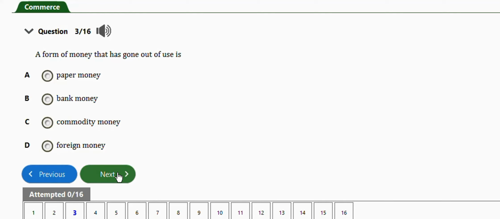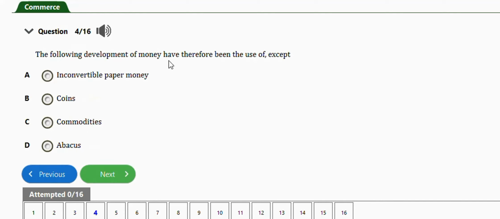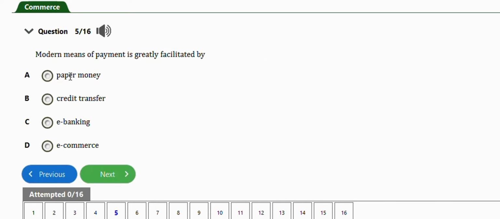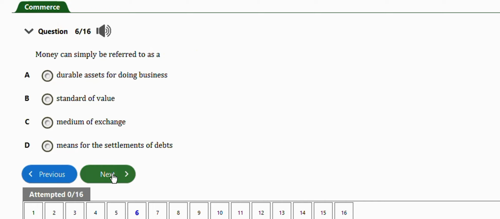Very important. Next question. The following development of money have therefore been the use of except inconvertible paper money, coins, commodities, abacus. The right answer is option D, abacus. This is an exception. Next question. Modern means of payment is greatly facilitated by e-banking. Option C. Next question. Money can simply be referred to as durable asset for doing business, standard of value, medium of exchange, means for the settlement of debts.